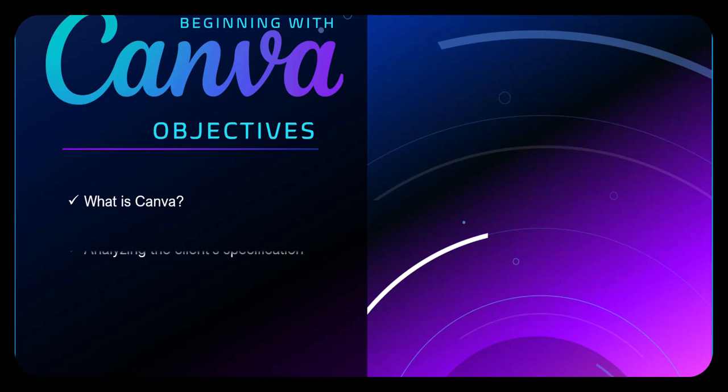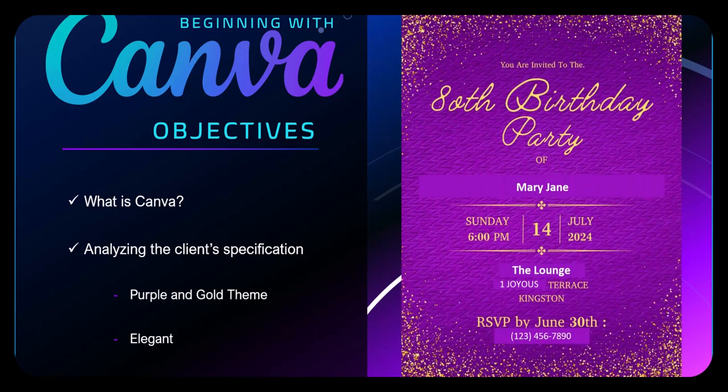The next thing we're going to do is to analyze the client's specification. To the right of this presentation is an image that the client presented to me. She stated that the purple and the gold theme should be maintained, however, the invitation should show elegance with a professional touch.